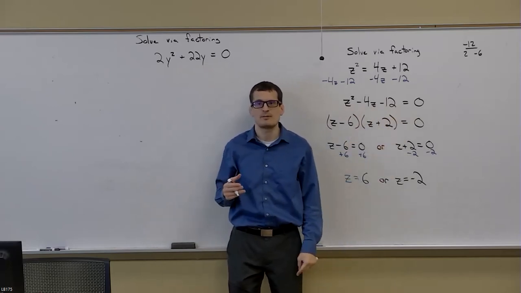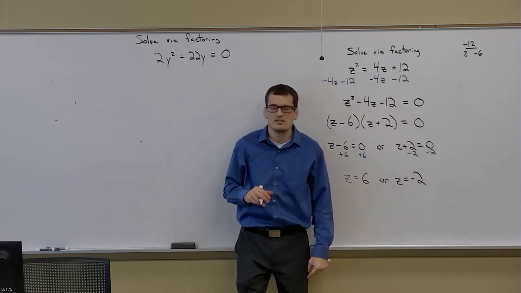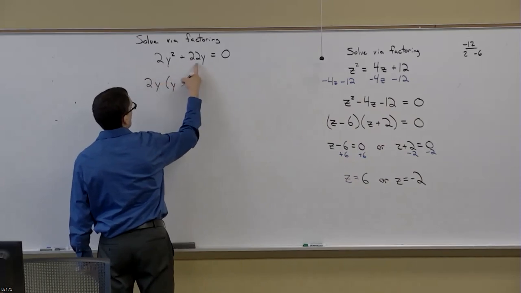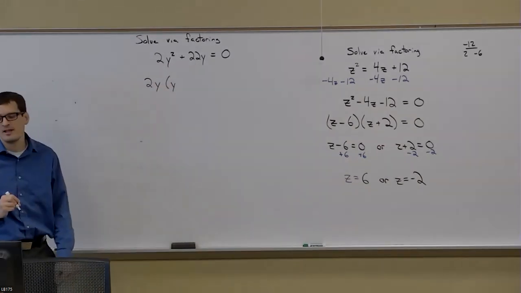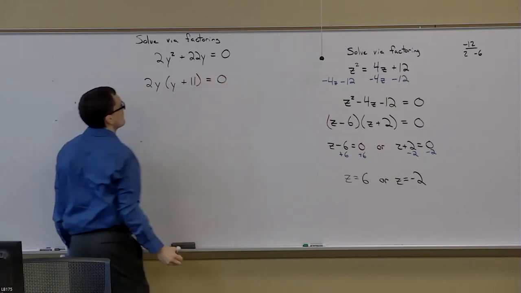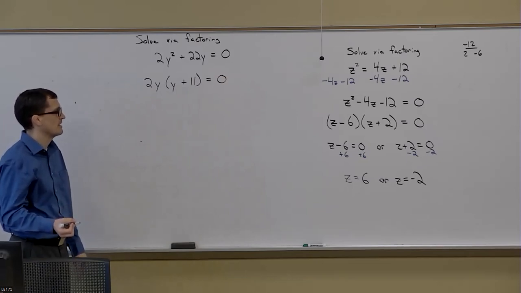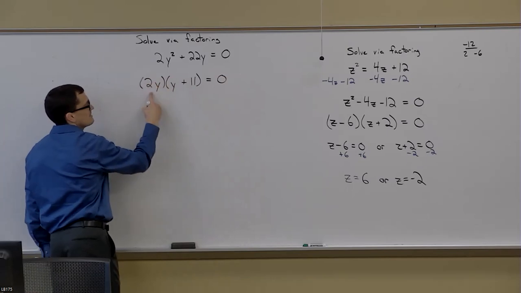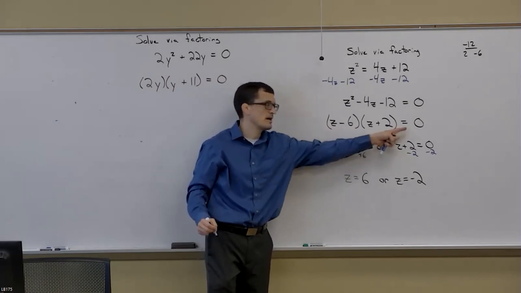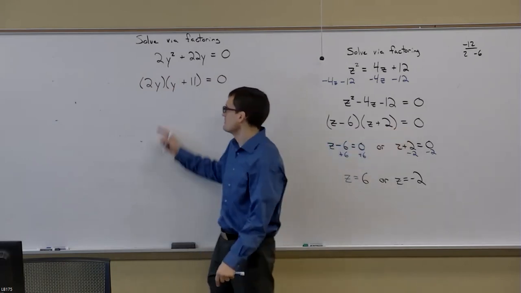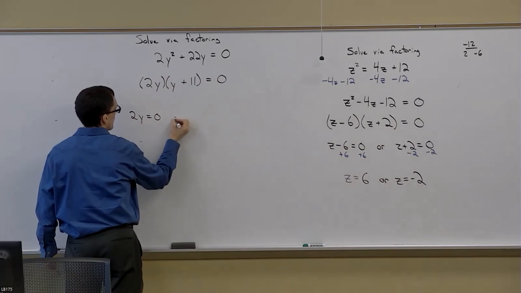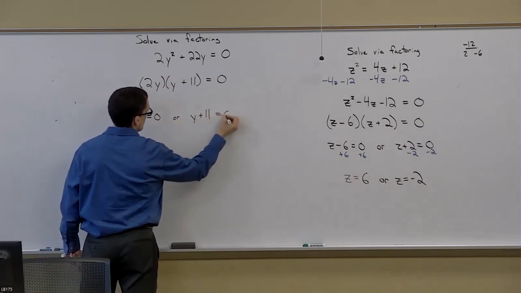all I'm going to do is factor by pulling out a greatest common factor. So if I can pull out a greatest common factor, in this case, that's 2y. Both coefficients are divisible by 2, and then y and y squared, both divisible by y. Now, a lot of times I write this as 2y times y plus 11 equals 0, but realize this is the same thing as what we have here. We have two numbers that are multiplied to give you 0. Doesn't matter that one of them was just the greatest common factor. So we can either set 2y equal to 0 or y plus 11 equal to 0.